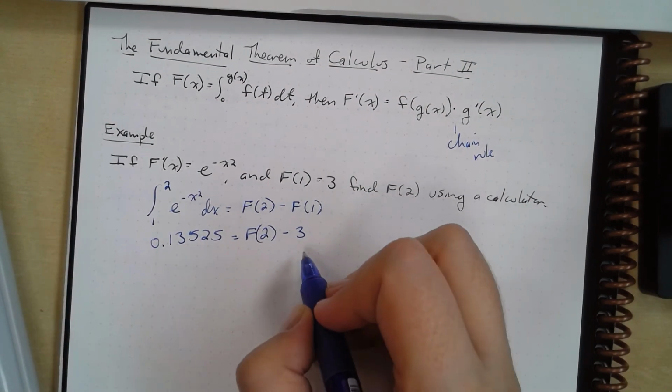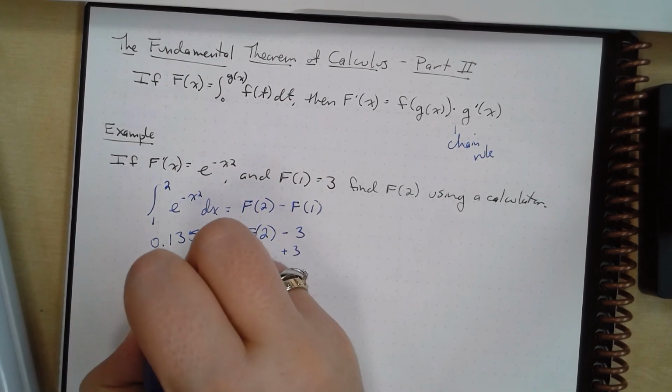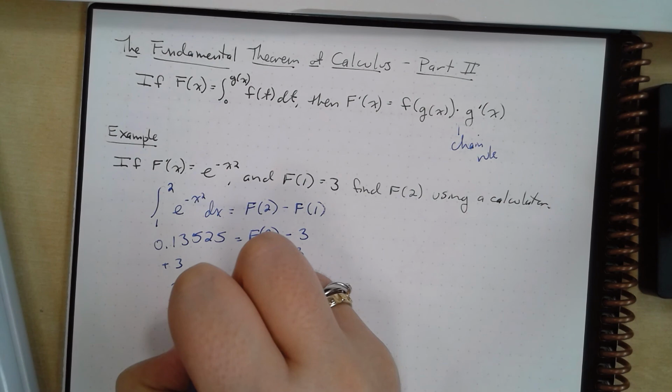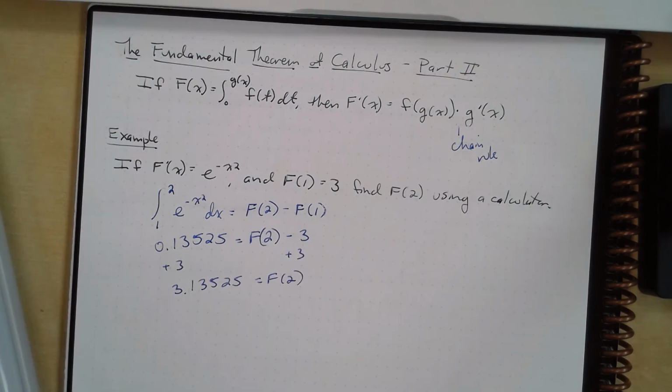Well, now, in order to solve for F of 2, I'm just going to add 3 to both sides. So 3.13525 is equal to F of 2. That's it. It looks really complicated, but it's very simple. So hopefully all of that makes sense to you.